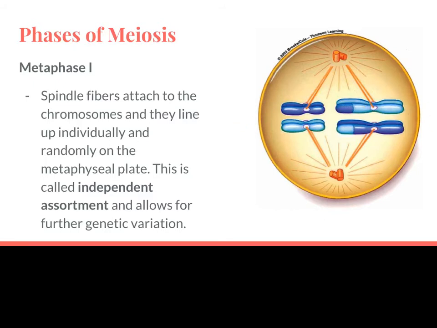They line up randomly. And if they line up randomly, when they go to get split, remember in anaphase where these chromatids get ripped apart, that means some of that information is going to go to a different side. And that is going to be classified as independent assortment. And this allows for further genetic variation. So that is now 2 ways that we have genetic variation: crossing over and independent assortment.